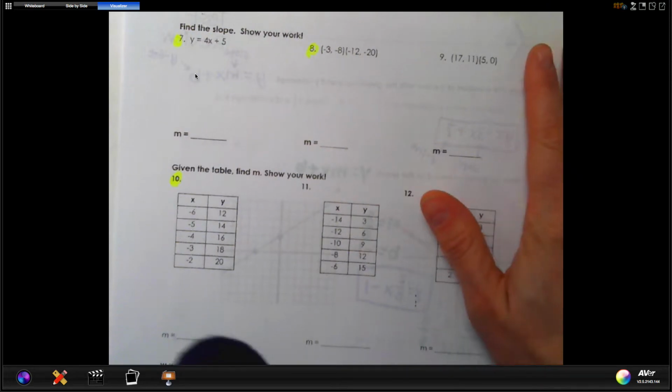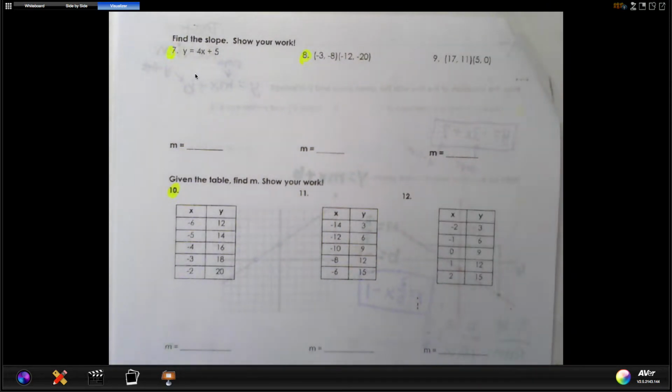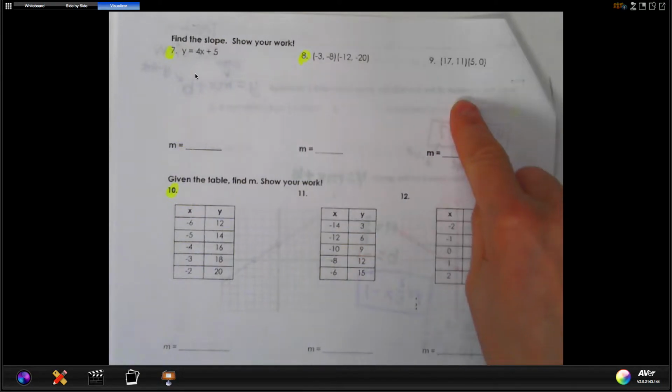So the next section starts with number 7. Let's make sure I'm on screen here. And 7, 8, and 9 all say find the slope. But 7 and 8 are different. So we're going to do 7 and 8, and then 9 will be for you to do.